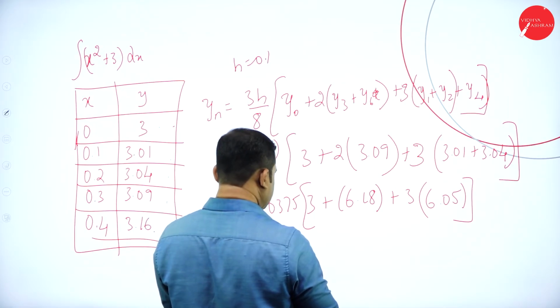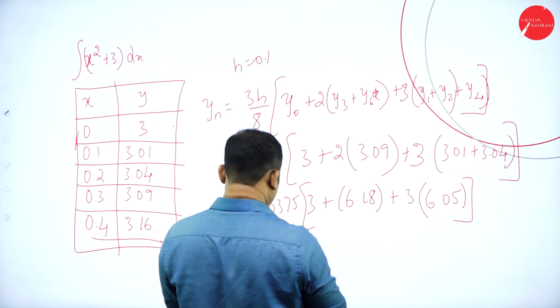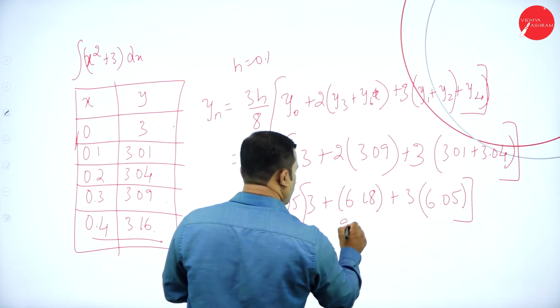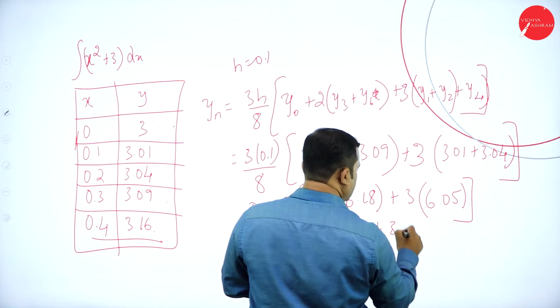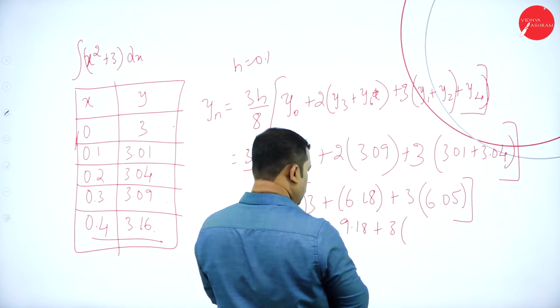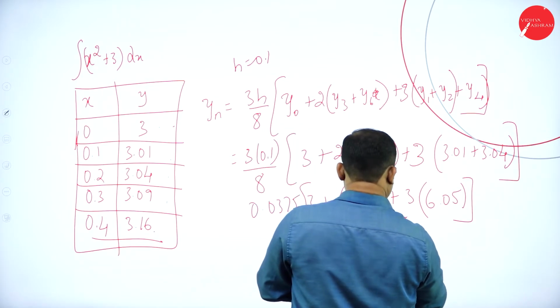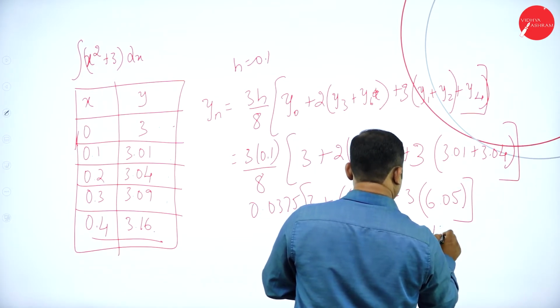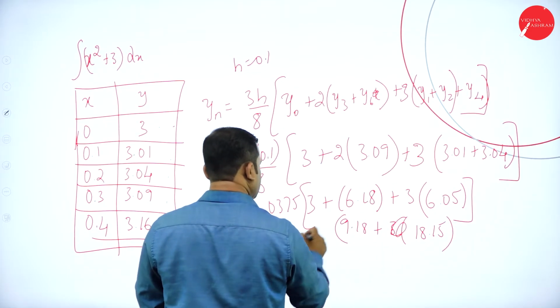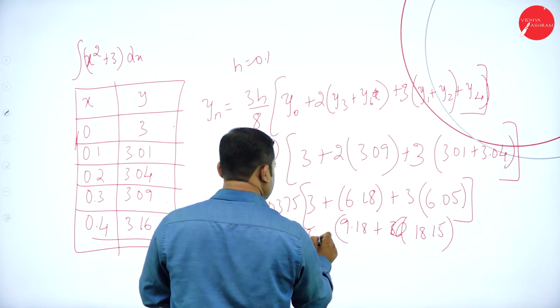6.18, which is equal to 459 by 50, which is equal to 9.18, plus 3 into this term. 3 into 6.05, which is equal to 363 by 20, that is equal to 18.15. We have these terms here. On the other side, we have 0.0375.